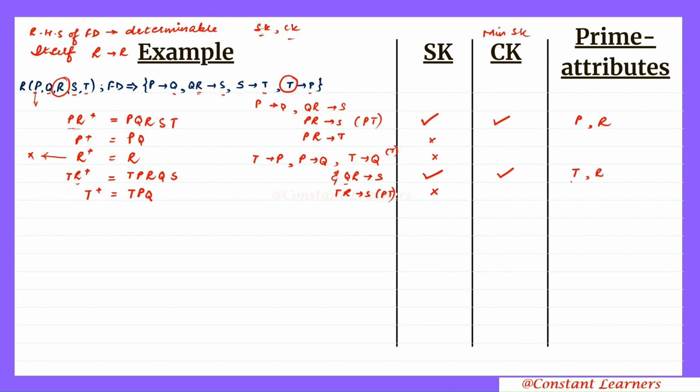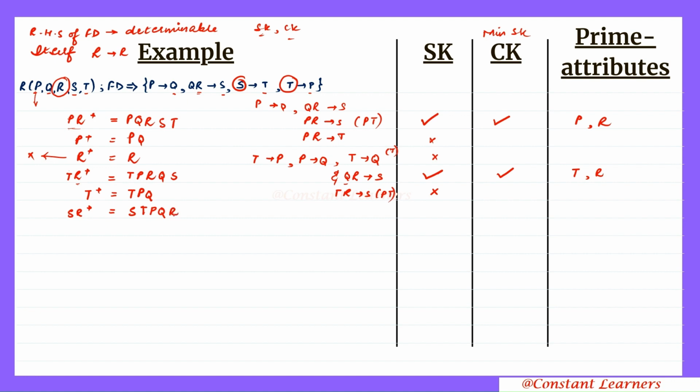Now similarly, let's check which attribute determines T. So S is determining T. So here we can replace T with S and check if SR is a super key and candidate key or not. So S will determine itself and S determines T. Now if S determines T and T determines P, that means S will also determine P as per the transitivity rule. If S determines P and P determines Q, then S will also determine Q, right? And R will determine itself.